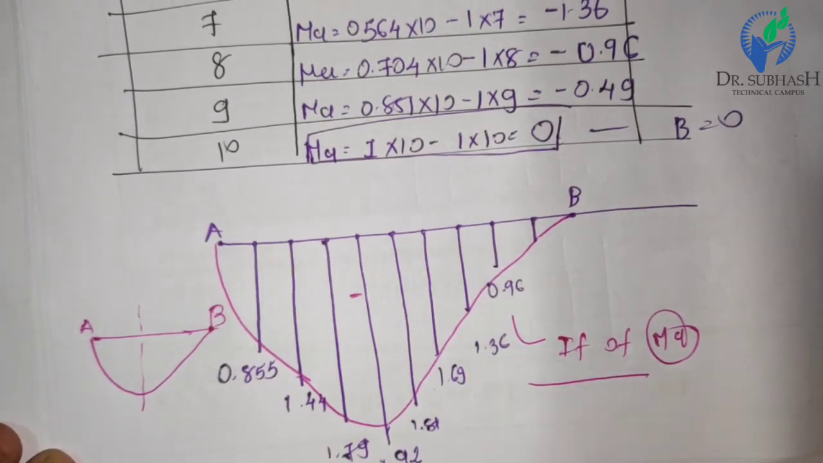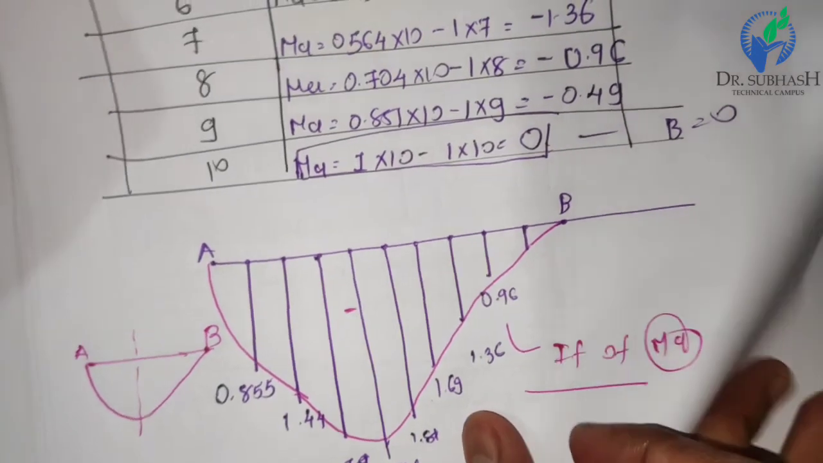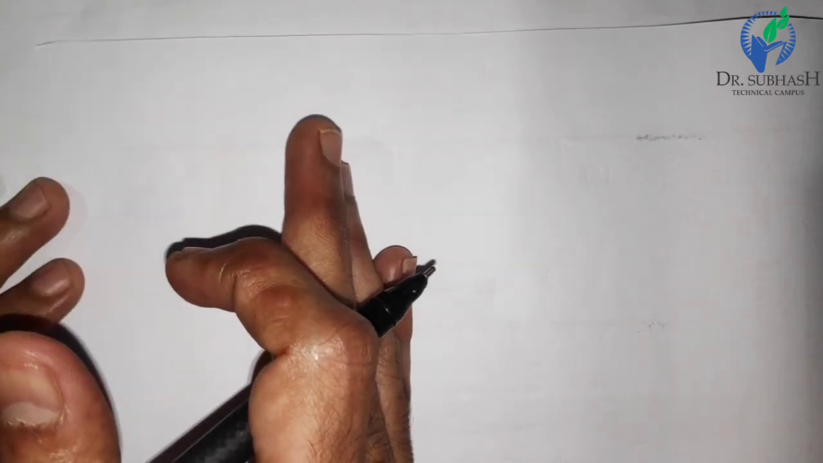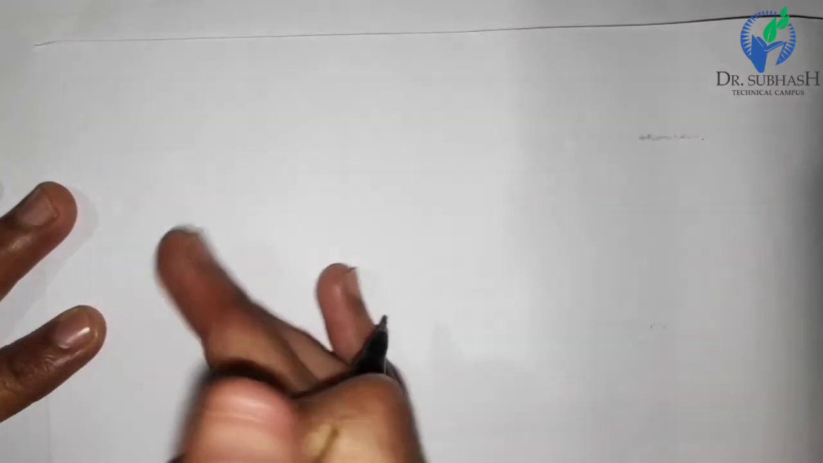I hope you understand it is a very simple example. Now we go for the second one. This is nothing but a propped cantilever beam. Draw the influence line diagram for VA, VB and MA for the beam as shown in the figure.